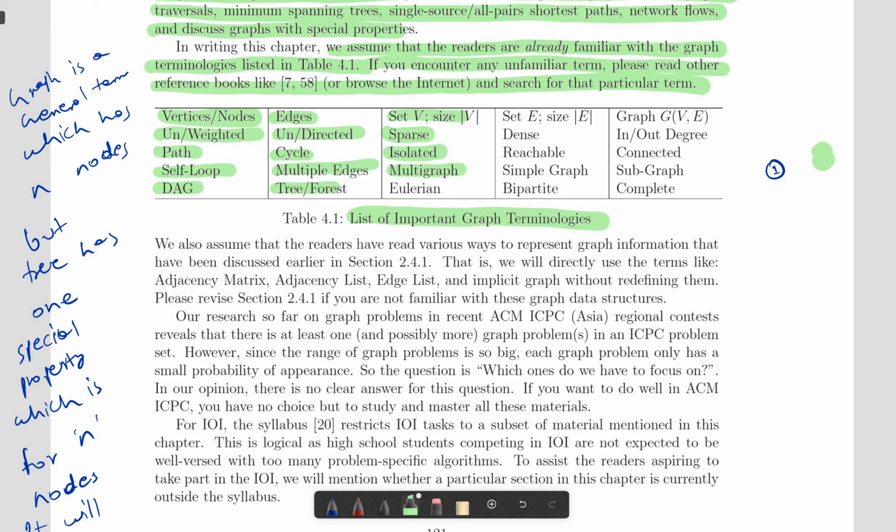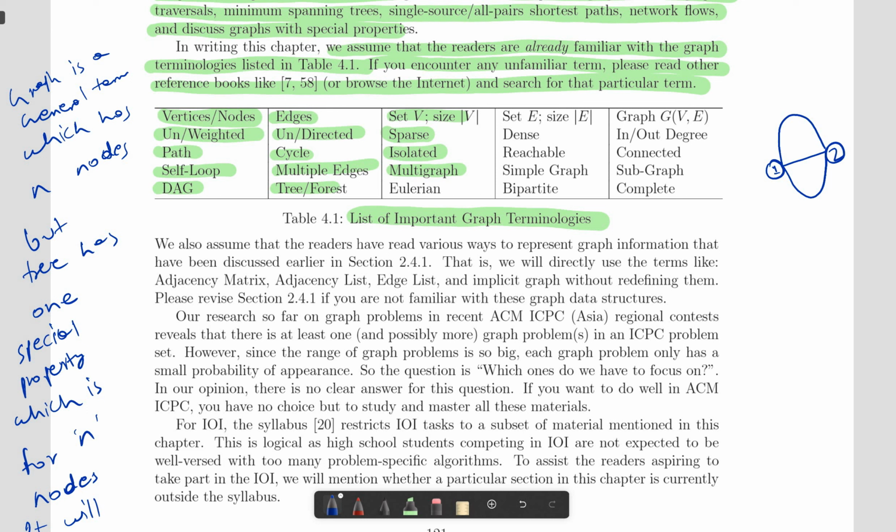So consider these two are two vertices. One edge goes from here to here. Another edge can go from here to here. This is the same as this, but as we have multiple edges, this becomes a multigraph.